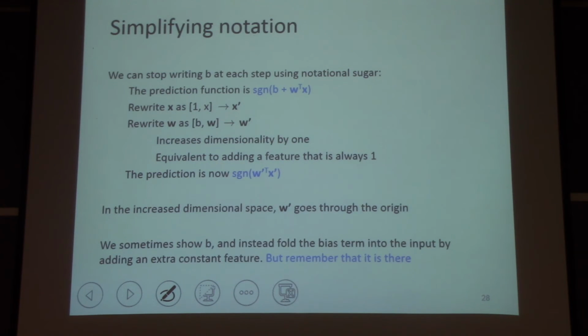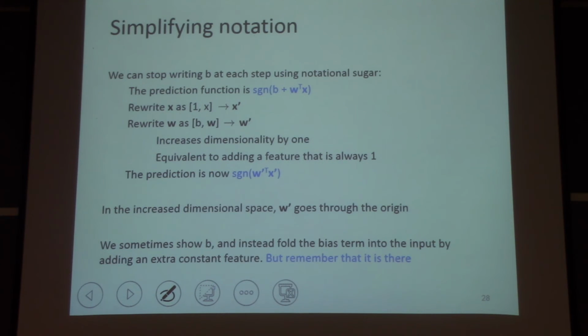So sometimes I'll have b in my slides, in notes or whatever. Very often I won't. But remember that there's always a bias, because if you do not have the bias term, you're only restricting yourself to weight vectors, to lines that go through the origin. In fact, this is a crucial thing to remember.